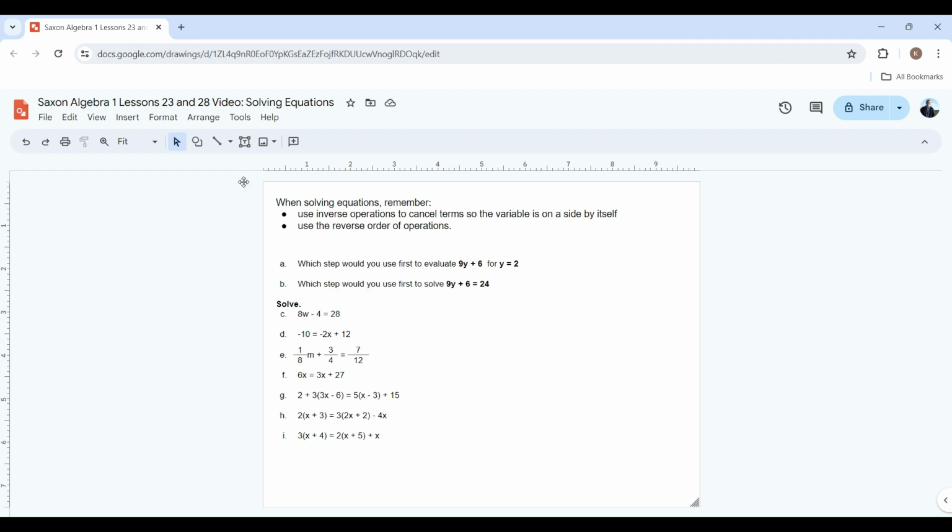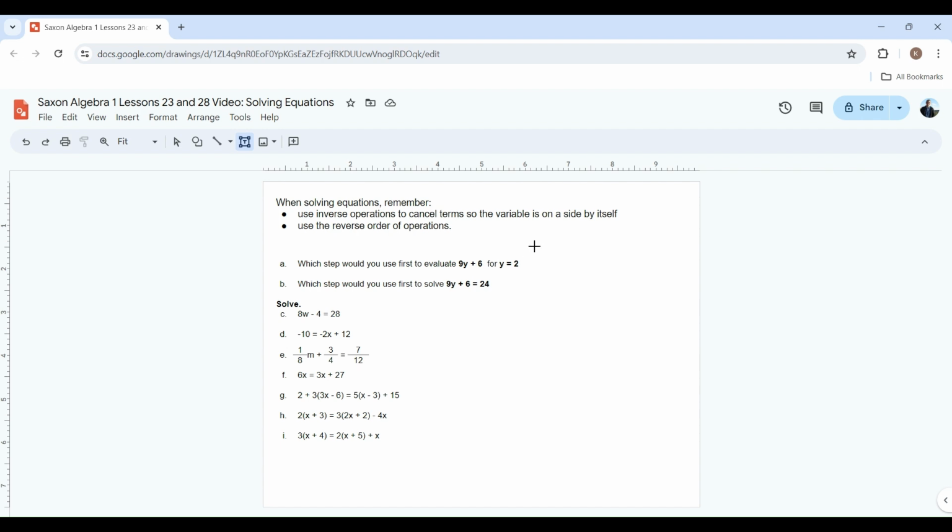A and B are just a setup for this lesson. So we're not actually going to solve an equation in A and B. We're just going to say what step we're going to do first. And A and B sort of go together because they're going to show us the difference between an expression and an equation. Okay, look at letter A. Notice in 9y plus 6 here, there's no equal sign. That's just an expression. But now in 9y plus 6 equals 24, this is an equation. So what's the difference between an expression and an equation?